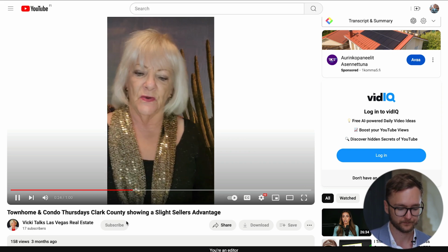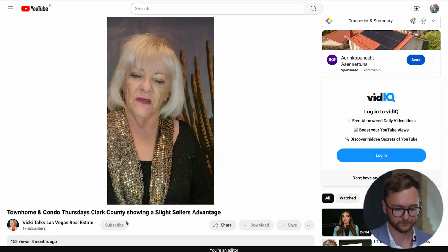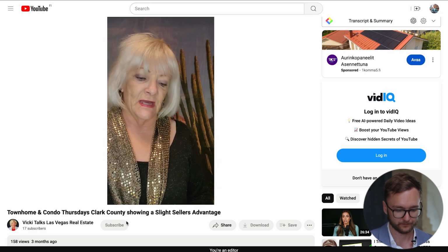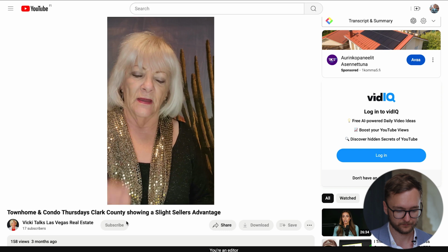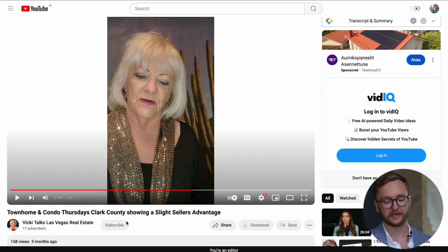Move past the plateau. In Henderson, 380,000, inventory 194, slight seller's advantage as well. Home sales outstrip the supply. North Las Vegas, 3. Okay, so we can notice that we have a lot of numbers going on here, right? We have this amount of that, this amount of that, this amount of that.